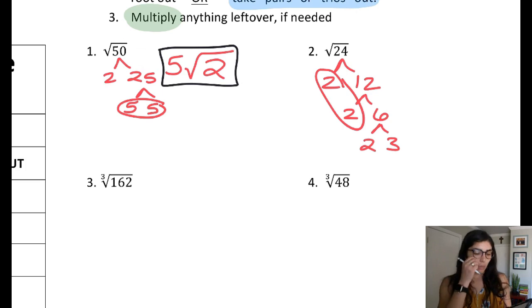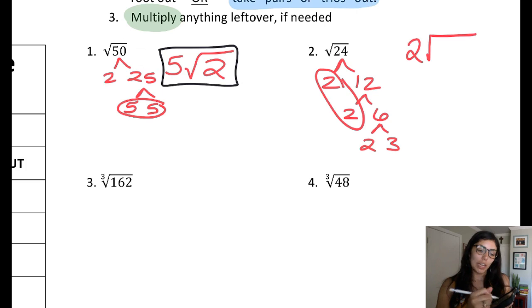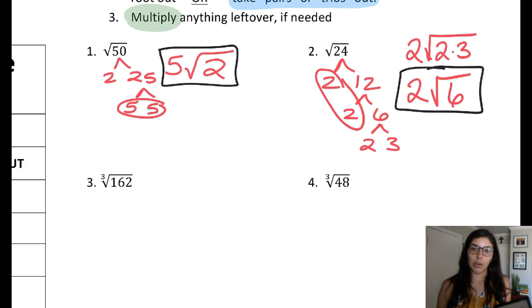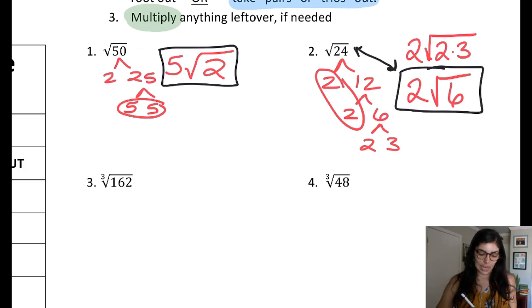No. So I'm going to take that pair of numbers out as a singular 2, and underneath the radical sign, underneath this square root, I'm going to take all of the leftovers and multiply them. My leftovers at the end of my branches are 2 and 3, so they go underneath the radical sign and they're going to be multiplied. This would be 2 square root, or radical 6. That is the simplified radical version. It's equivalent. These are the same, but it's simplified.